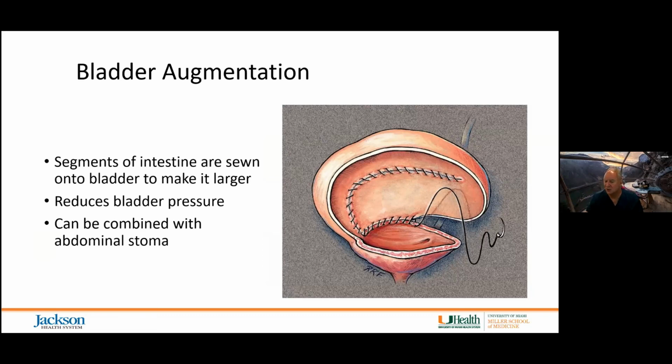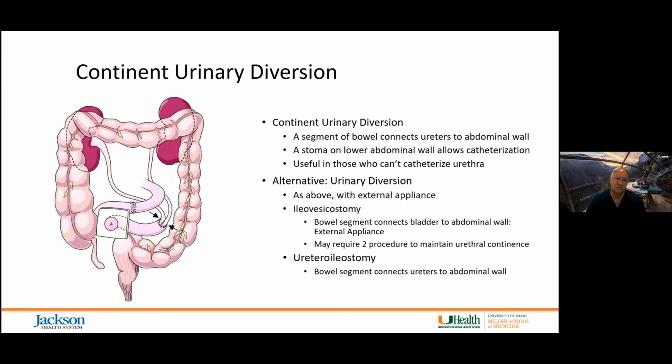You can combine this with an abdominal stoma as well. There are a number of continent urinary diversions that can be used. So again, using a segment of bowel connecting ureters to the abdominal wall, and the person can actually cath this itself. You can also, in cases of bladder cancer, basically sew the ureters into this portion of bowel and use that as a ureteral ileostomy.